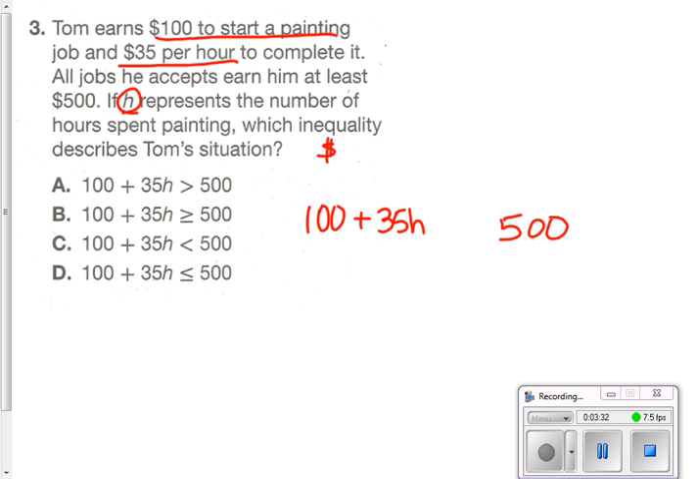H determines the number of hours. Now a reminder, it says that every job makes him at least $500. So that being said, it can be equal to $500. If it's at least $500, the amount of money that he gets can be greater than or equal to $500. So looking at our example here, B would be our option. This will conclude Standard 8244.